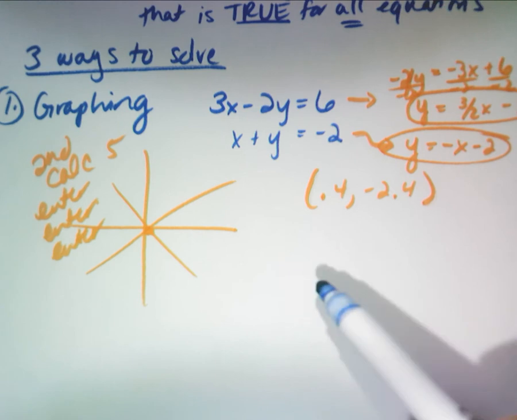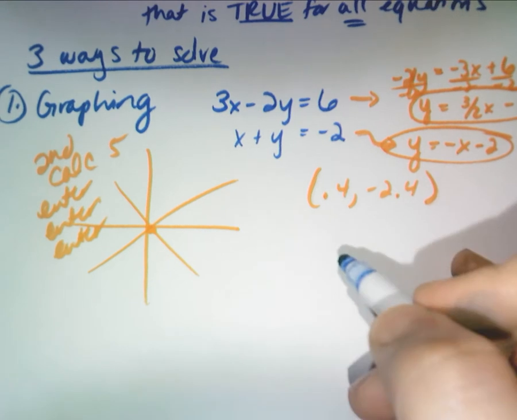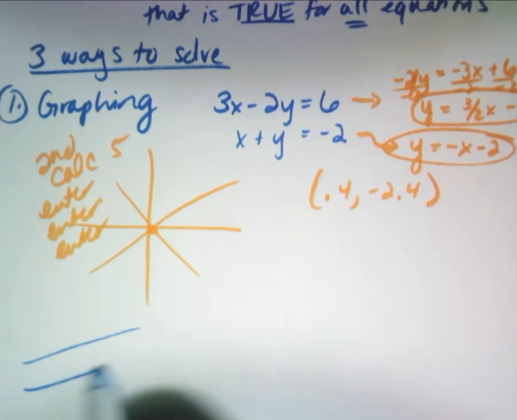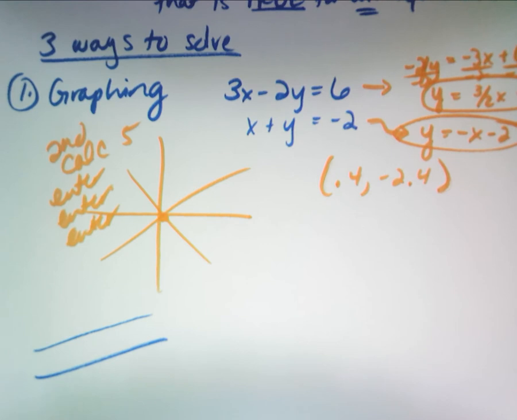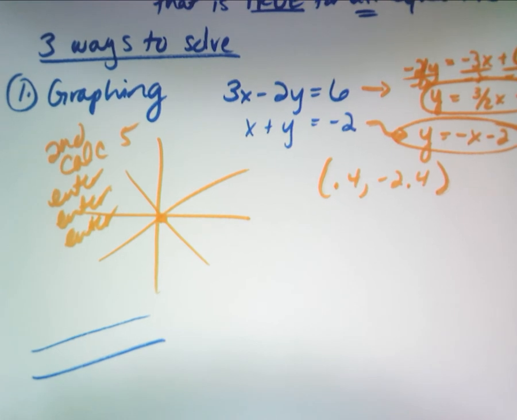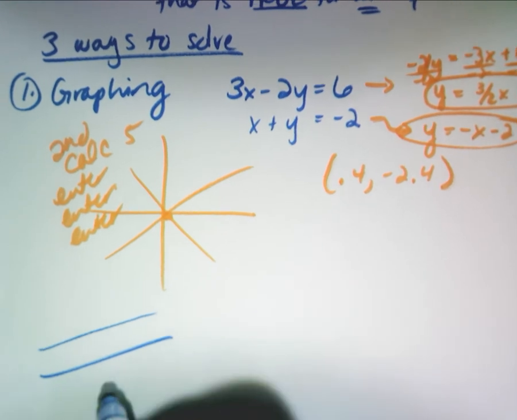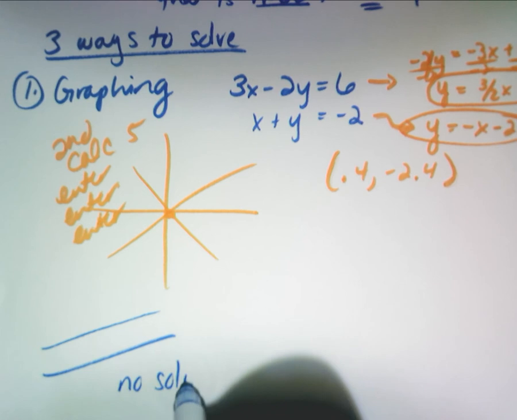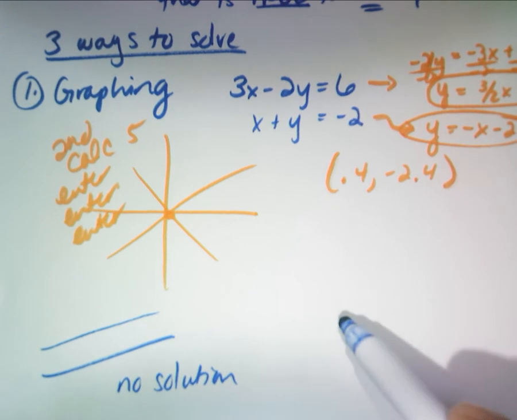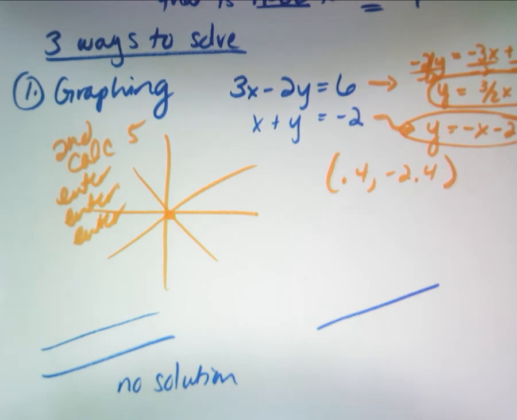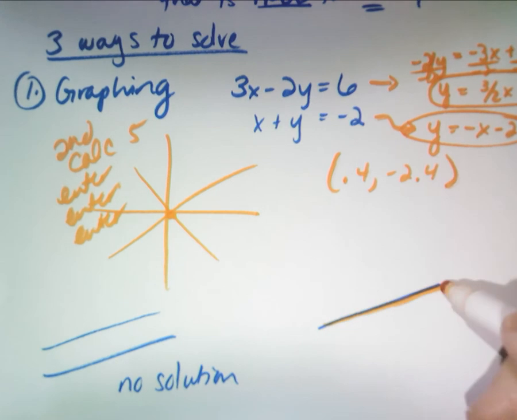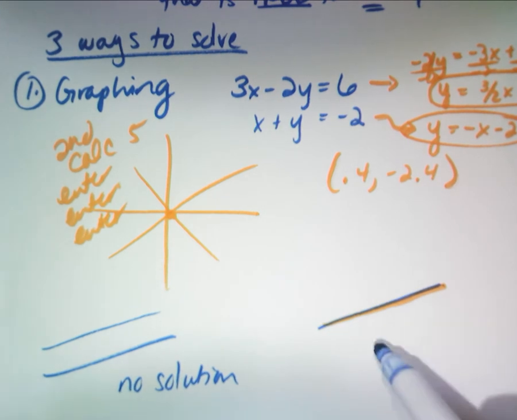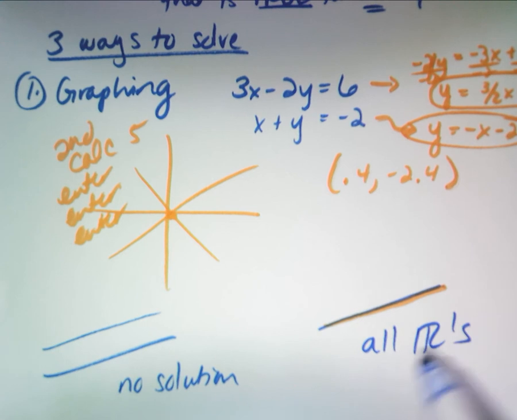If I had gotten two parallel lines, what's your solution there? It's not intersecting. So there's no solution. They have nothing in common. If I had gotten a line and then the second line was graphing and it landed on top of it, do you know what your answer is there? All reals. That's right. Okay, they're called coinciding lines.